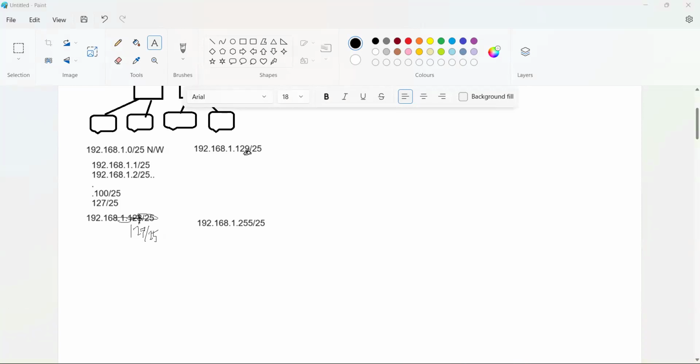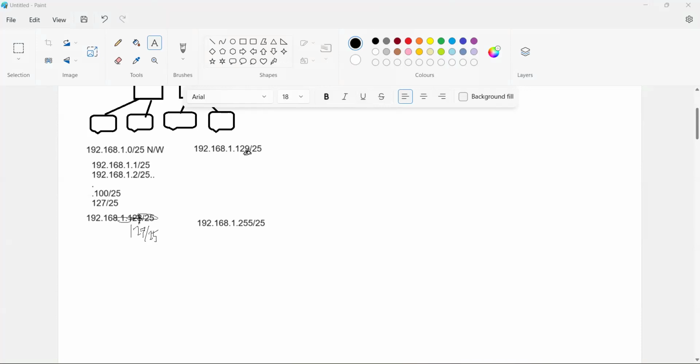What is broadcasting, Shashidhar? What is broadcasting? Sending to all, like 255.255.255. Good. By using subnetting, we can reduce the broadcasting limit, right? That's what I'm saying.